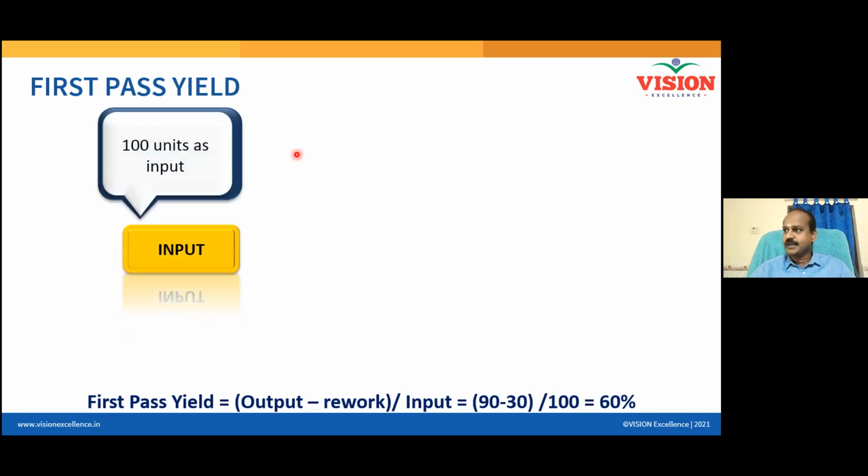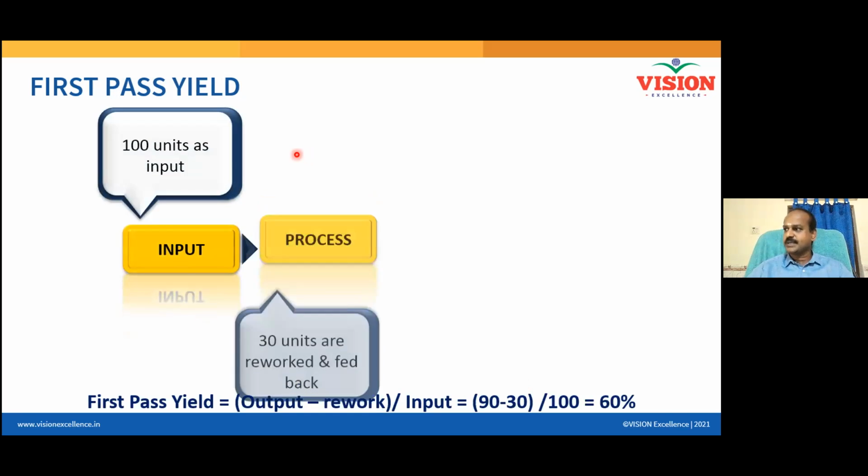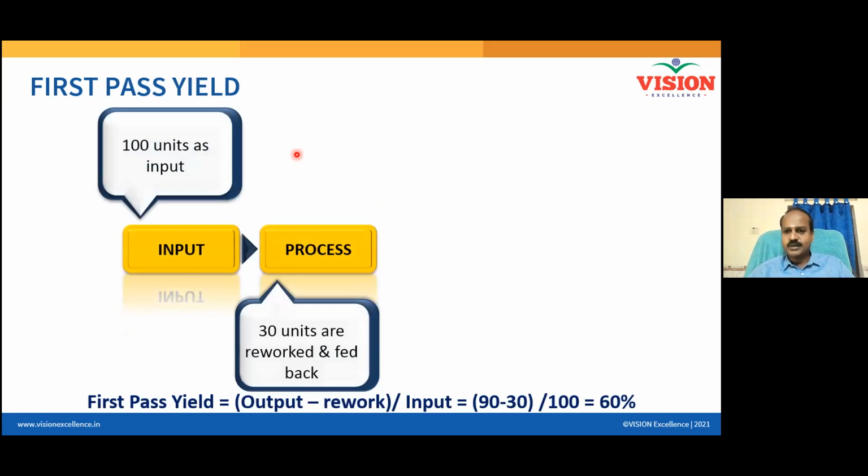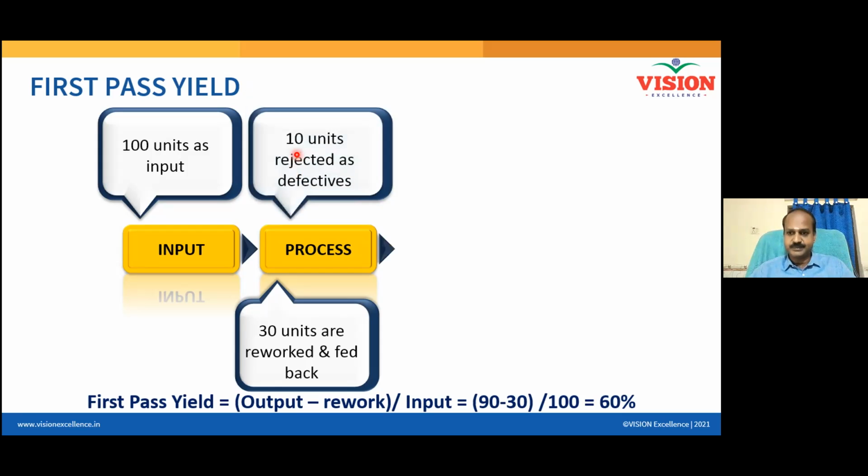See here, 100 units input. Now the process is happening. Now 30 units are reworked. You know what is rework? A defect has happened and you rectified it. You are not rejecting the item, so it is acceptable. A defect has happened, you rectified it. This is called rework. But for 10 units, you are not able to do anything. You have rejected them.